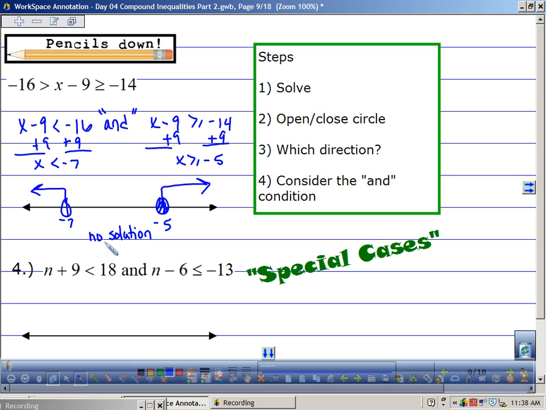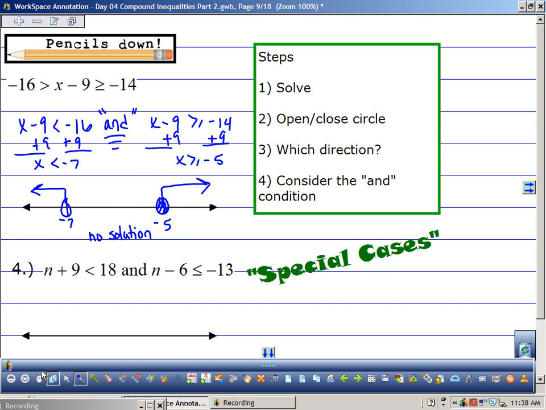Now, if this was or, it would be all the numbers where x is less than negative 7 and all the numbers where x is greater than negative 5. But since it says and, I can't tell you when there's a number when it's both happening, right? They're never overlapping. Let's look at this one, and then we'll copy that other one down.